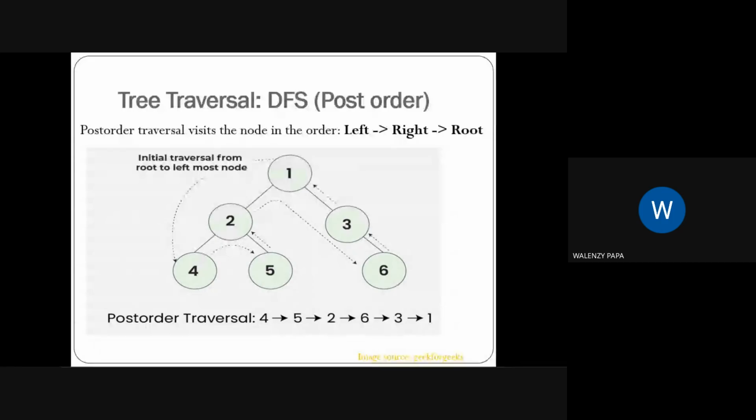Yes, so the order is left, right, root. Now the left, per the diagram, from 1 you move to 4. Is that not it? Why not moving to 2 first before 4?